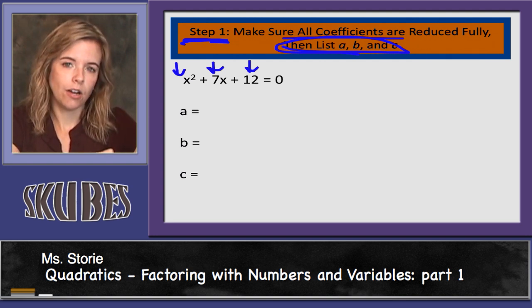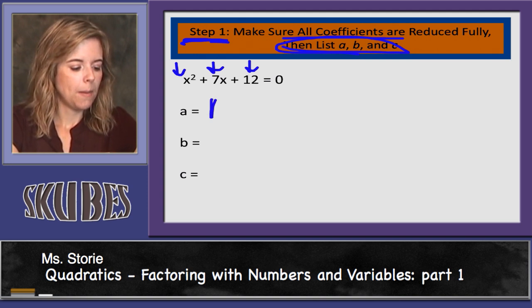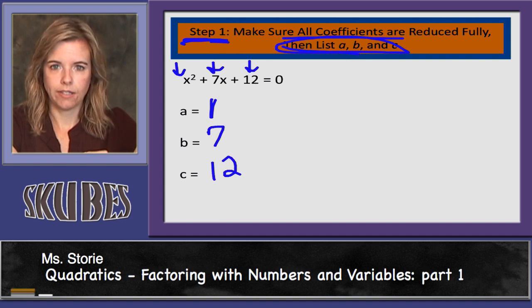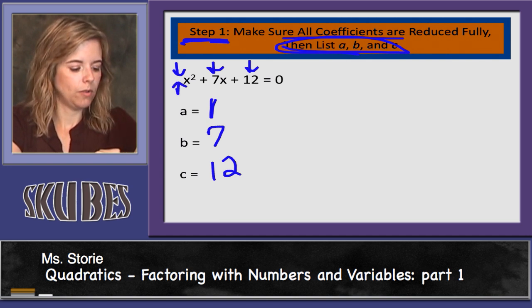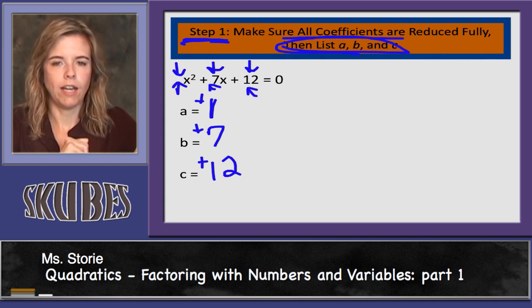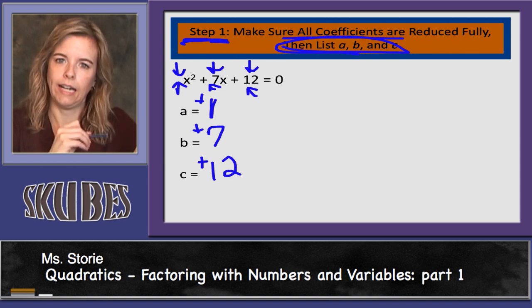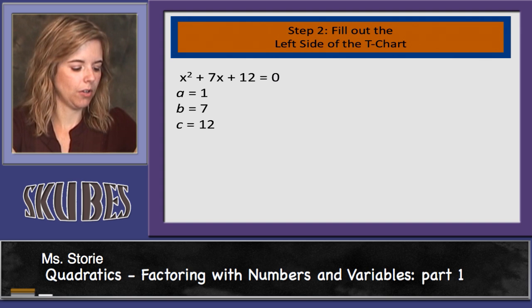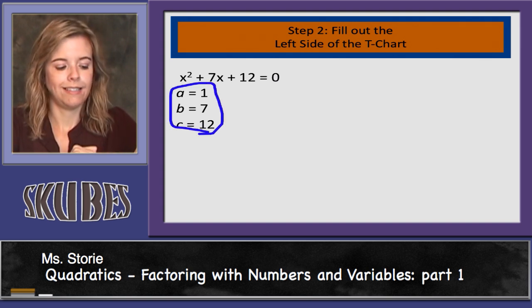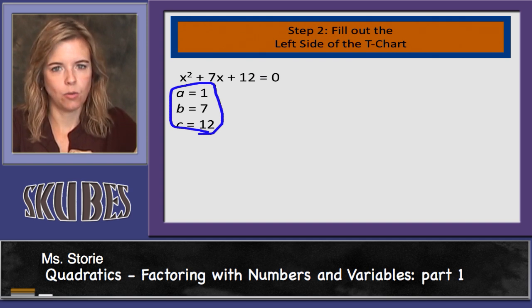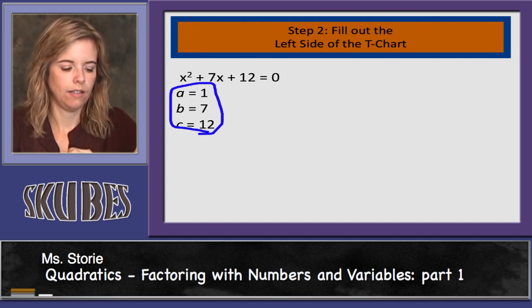A, there's nothing there, so it's assumed to be 1. B is 7, and C is 12. And notice I took the signs with them. 1 was a positive, 7 was another positive, and 12 was another positive. If any of those numbers had been negative, I would have written negative for them. Also, if you'll note, when I listed them right here, I did not include the x's. It's only the numbers. Never write the x squared or the x on your list of a, b, and c.